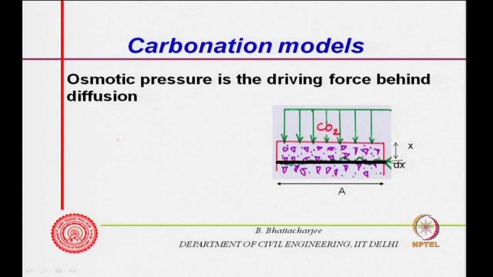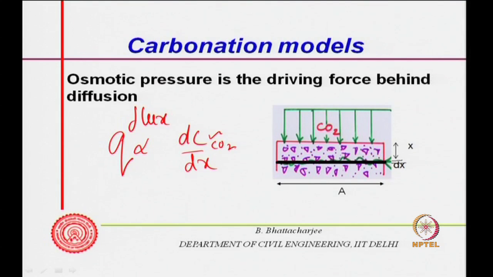Okay. So, Fick's diffusion law says the diffusion flux, in some unit like kg per meter square per unit time, is proportional to dc/dx, where dc/dx is the concentration gradient and c is the concentration. In our case c is the CO2 concentration, and the constant of proportionality I will call the carbon dioxide diffusion coefficient. So, flux q is proportional to the concentration gradient of the carbon dioxide.